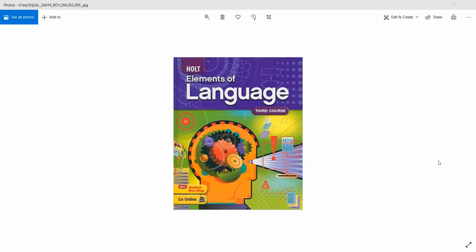Okay, we're going to continue in our textbook at the bottom of page 315. All right, we'll continue with the abbreviation BC.